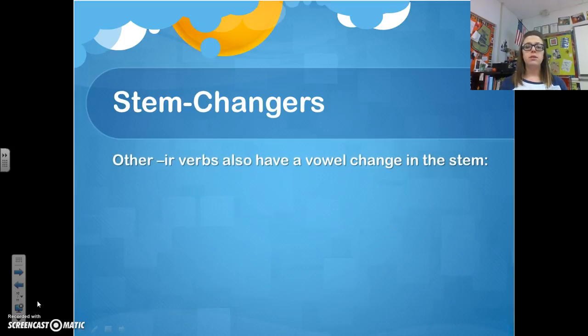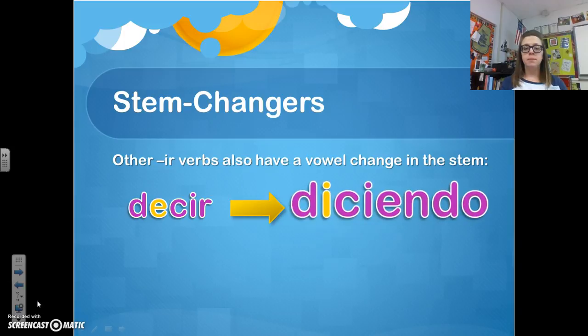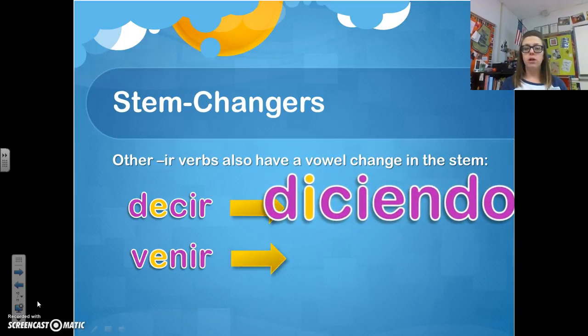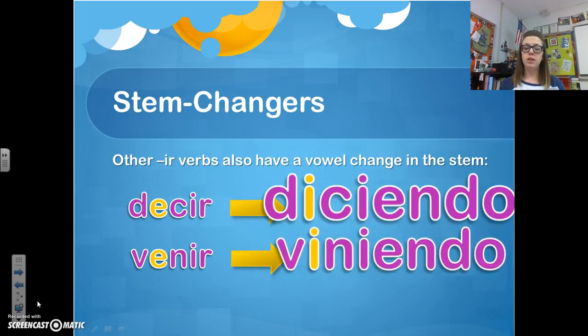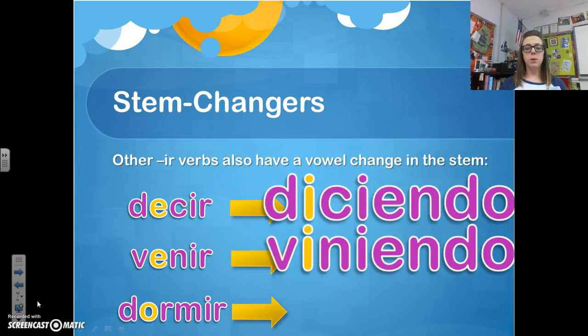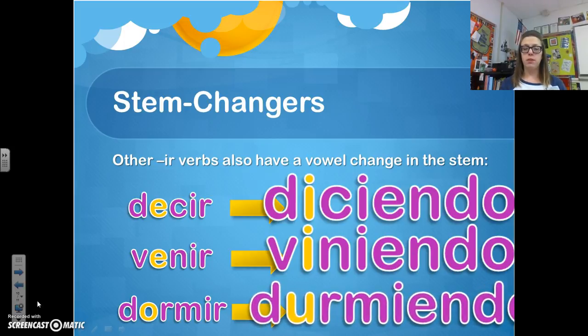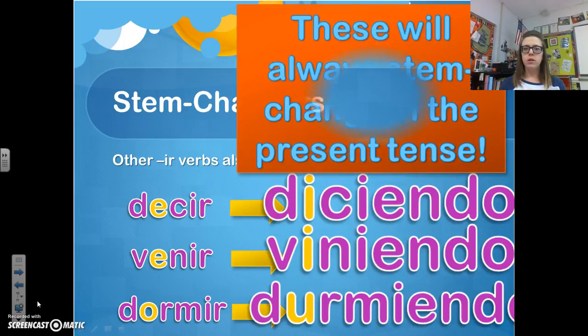All right. Some other IR verbs also have a vowel change in the stem. Decir is another one. That's an E to I stem changing verb. It becomes diciendo. Venir is irregular. Okay, it becomes viniendo. And dormir is an O to U stem changing verb. Don't put UE, it's O to U, and that becomes durmiendo. So notice that all of our stem changing verbs are actually IR verbs, okay? So they're also going to stem change in the present tense.